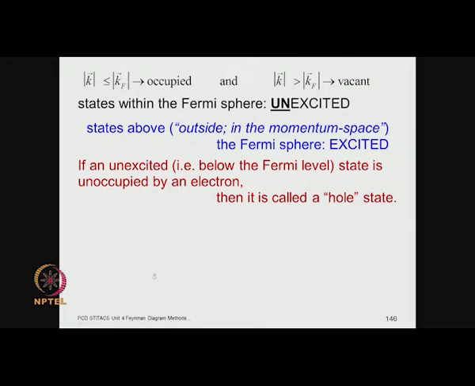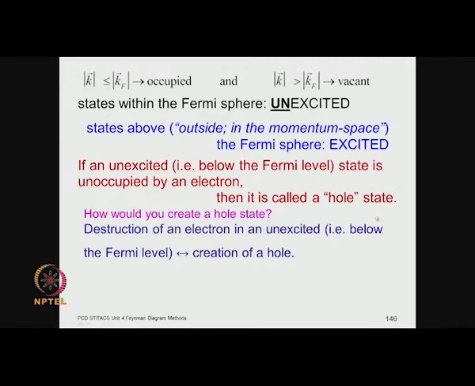Now, if you have an unexcited state, where do these unexcited states reside? They are below the Fermi level, and if this unexcited state is vacant, if it is unoccupied, then it is referred to as a hole state. The terminology is almost obvious, but it is good to have our definitions in place. So, this is a hole state, and how would you generate a hole state? You can generate a hole state by destroying an electron in a normally occupied state. So, you will have to destroy an electron.